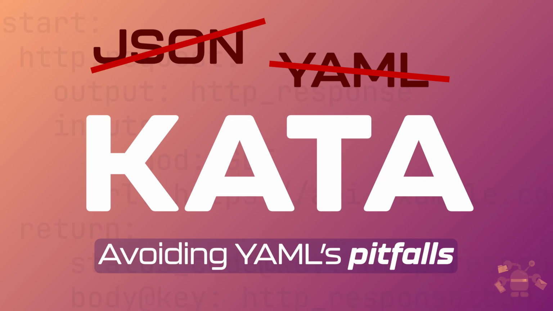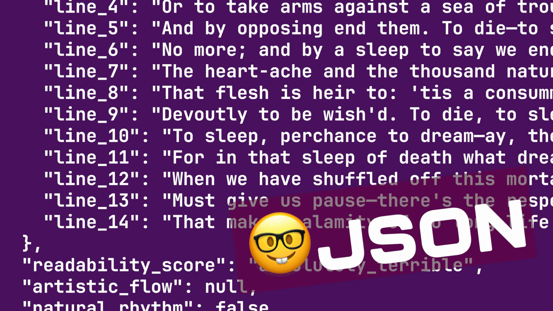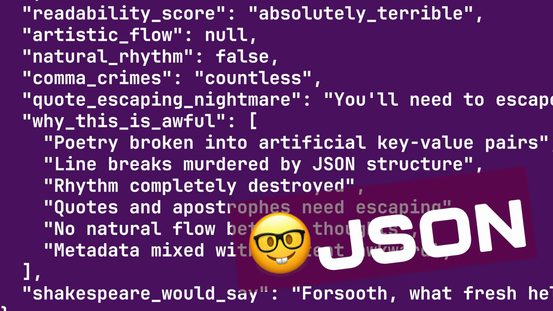In this video, we'll be diving into KATA, Cerb's simple yet expressive format for structured data. So why did we invent yet another data format when JSON and YAML are already widely adopted? We ruled JSON out immediately. It wasn't designed for human prose.